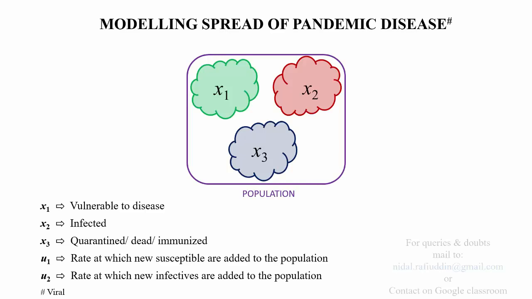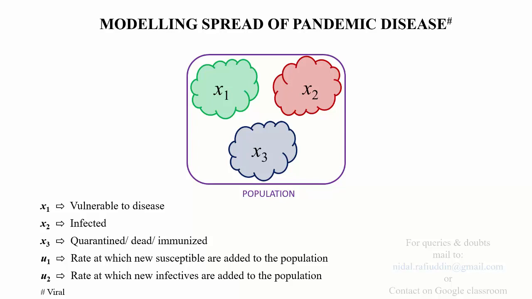Today we'll talk about modeling the spread of pandemic disease using the state model that we studied in Unit 2. All the concepts that we studied will be applied in modeling systems like this. So now suppose that we are given a certain set of population.